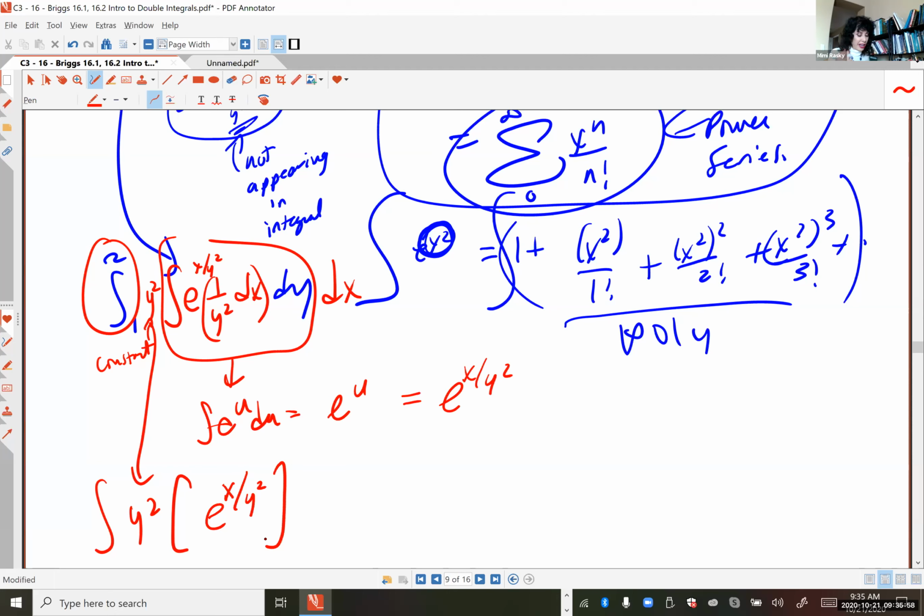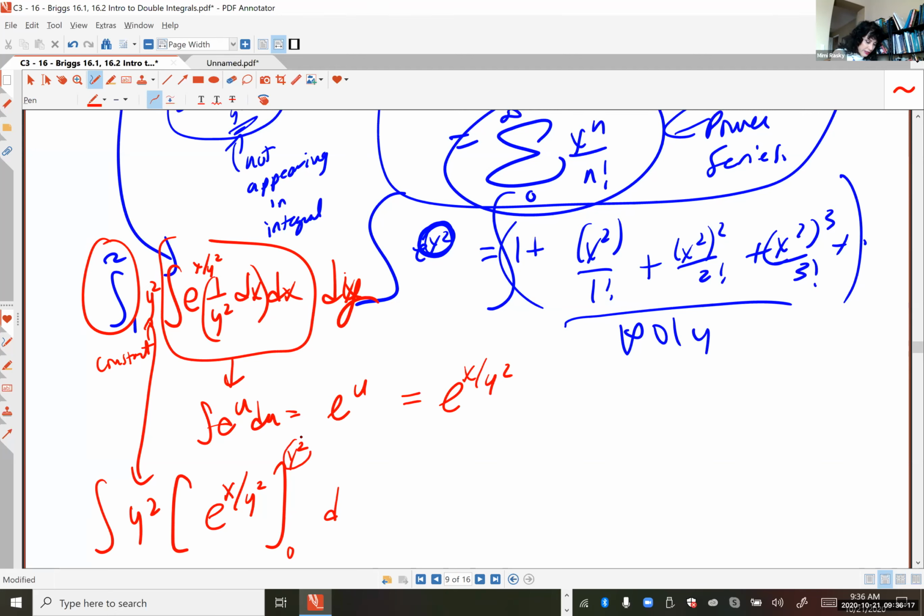And so you're going to evaluate this between the limits of 0 to y squared, like so. Okay, so this is supposed to be dy. Sorry, this should be dx. My bad. Okay, we're in the middle of evaluating with respect to x.